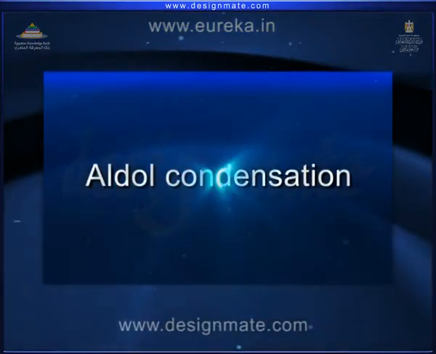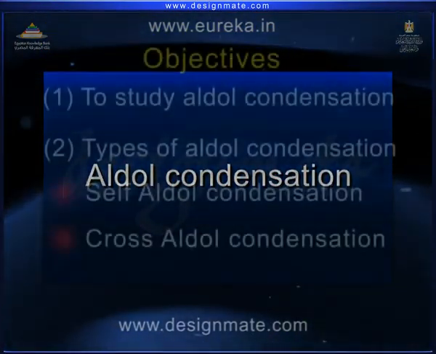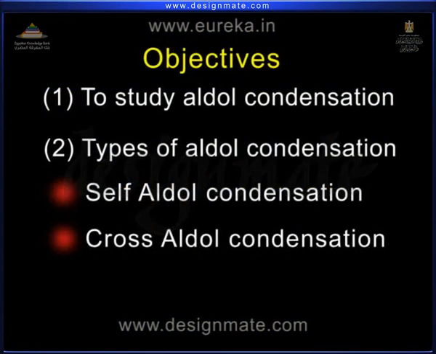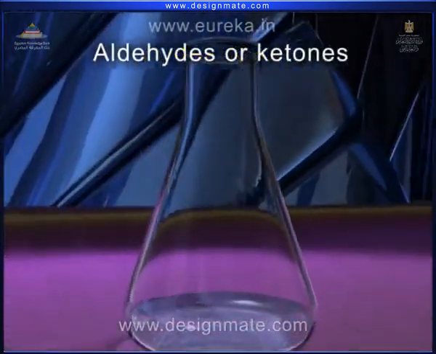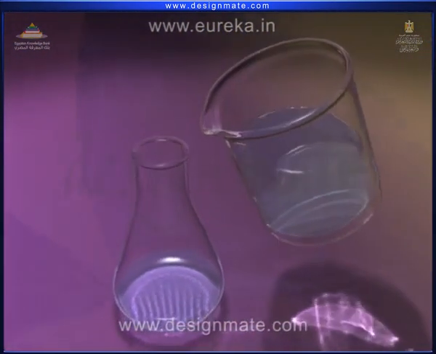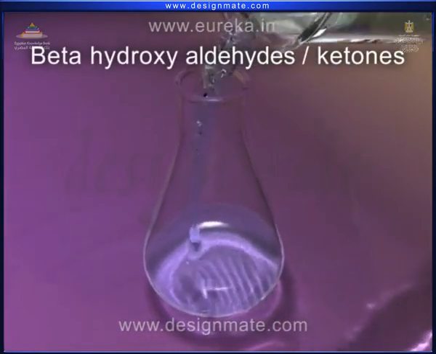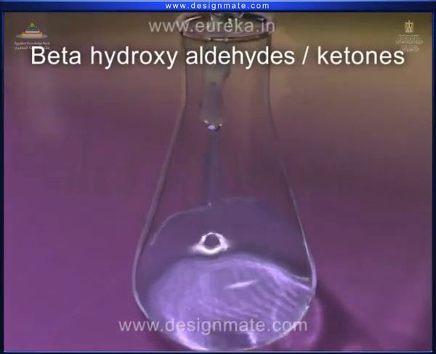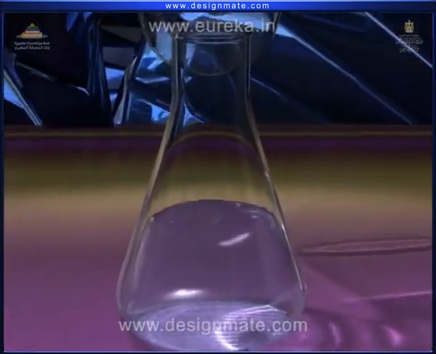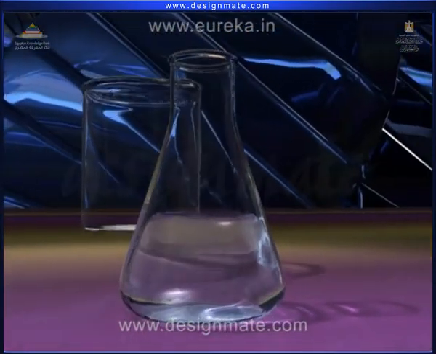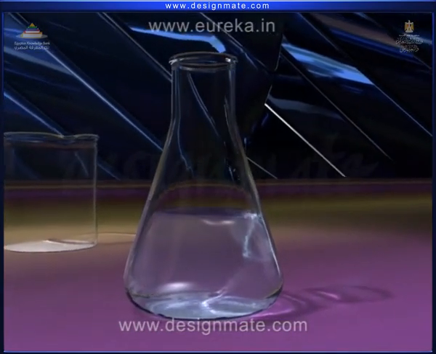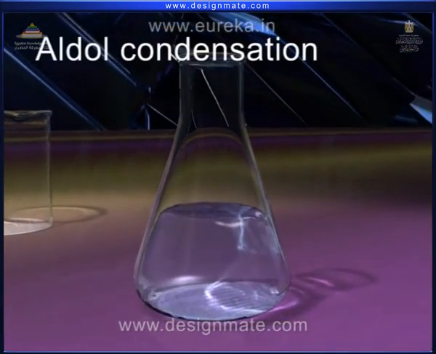Aldol condensation. Objectives: to study aldol condensation and types of aldol condensation. Aldehydes or ketones react in the presence of dilute alkali to give beta-hydroxyaldehydes or beta-hydroxyketones respectively. Here, alkali acts as a catalyst. This is known as aldol condensation.